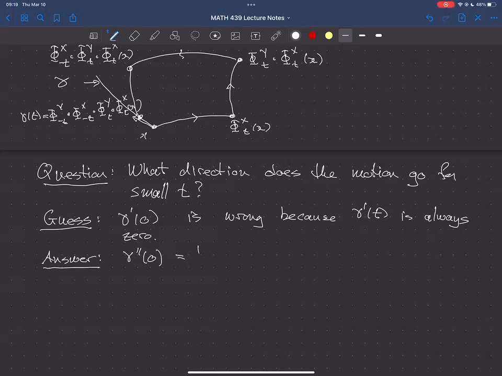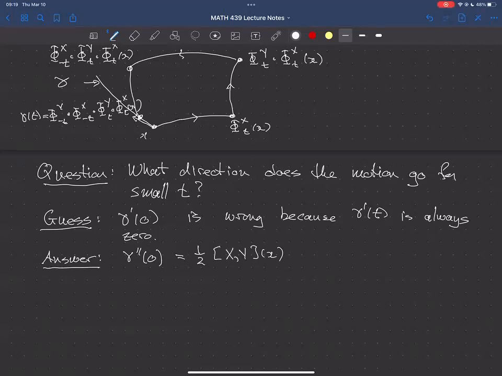And the answer is this. And I think I have the factor of a half right. The fact is that you go to second order, because to first order, you go nowhere. To second order, you go in the direction of the Lie bracket of x and y.